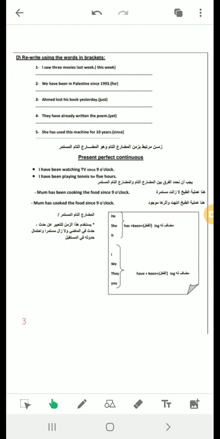Actions that began in the past and have continued up to present. Also, it's unfinished action that have been in progress throughout the period of time. It's a continuous action. This is the use.